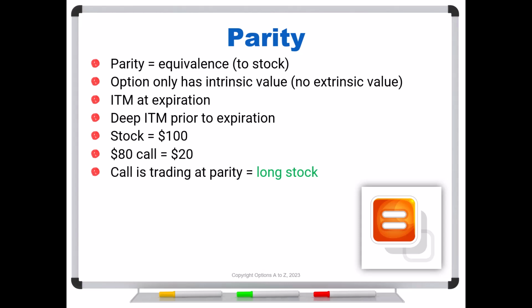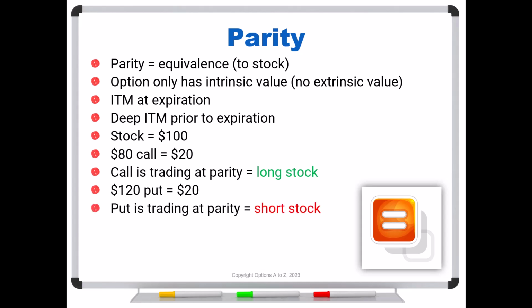Now for the puts, it'll be just the opposite. We would need the put to be very deep in the money. So with the stock at 100, if you were looking at, let's say, the 120 put trading for 20, well, it has $20 of intrinsic value, and that just happens to be the exact price of the put. So in this example, the put is trading at parity, and that means that it's equivalent to short shares of stock. Okay, so that's the definition.